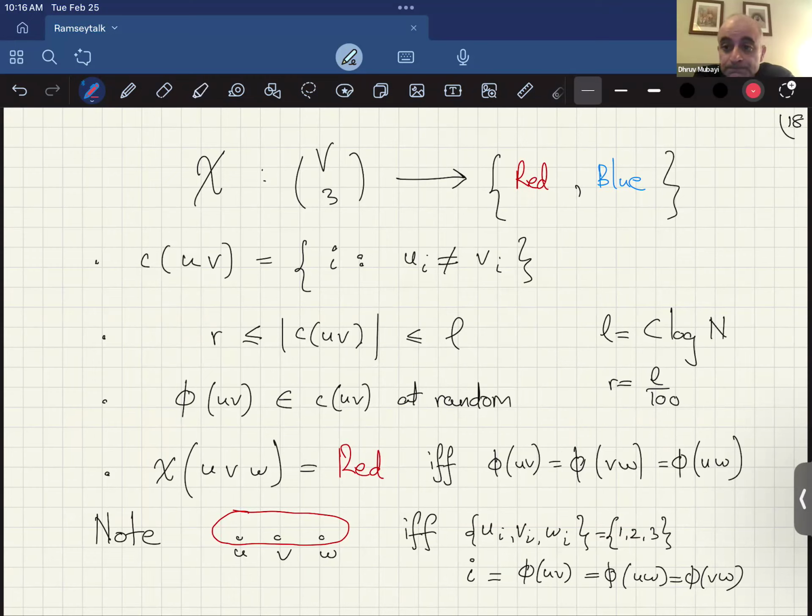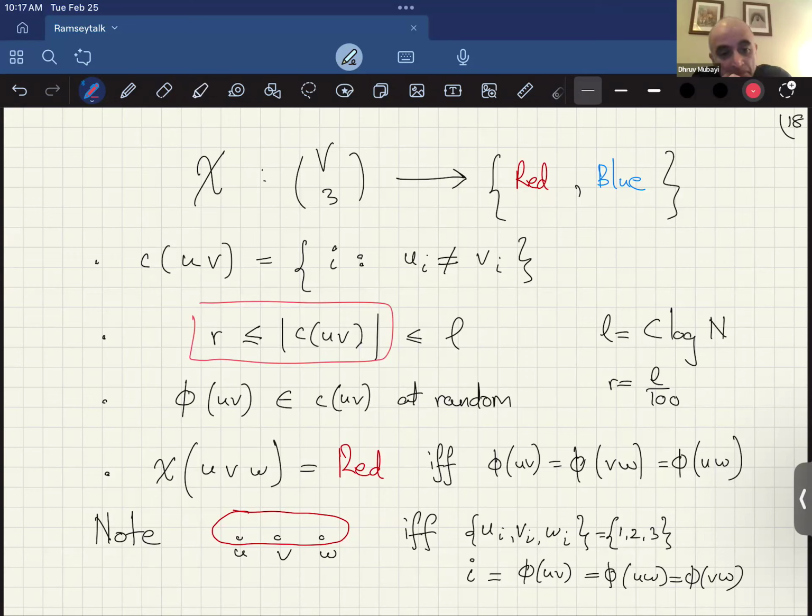So what do I do? First, for every pair of vertices, I look at the coordinates in which they differ. That's what I call C of UV. And because it's an r-difference code, there are many coordinates where they differ. In fact, if you take even three vertices, they differ in r coordinates. So two vertices definitely differ in r coordinates. So that means that you have at least r coordinates where they differ.